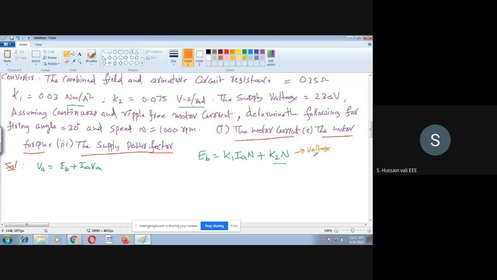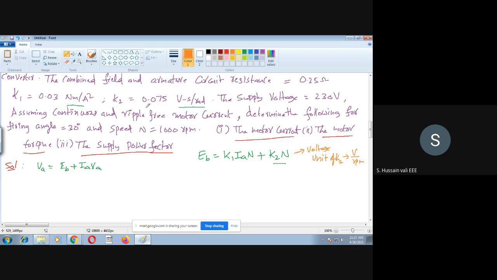Then what is the unit of K2? The unit of K2 is voltage by speed, with speed in RPM, so it is volt per RPM. But here, what is the unit? Volt per radian per second. So he is asking about this.